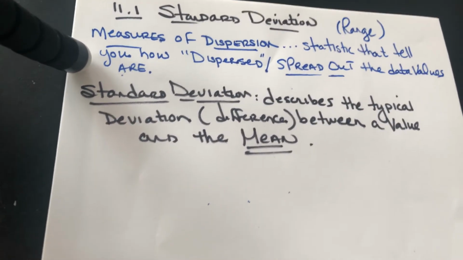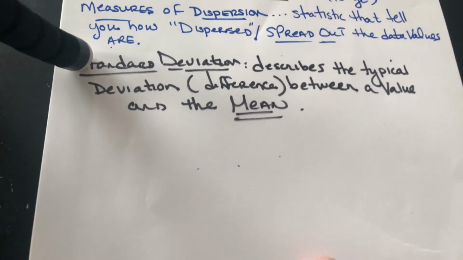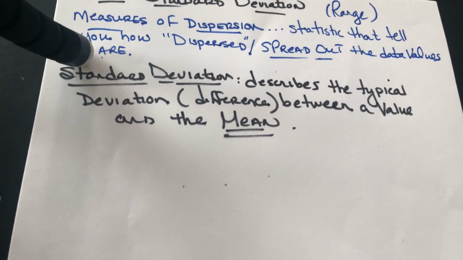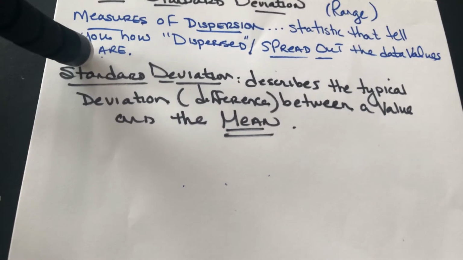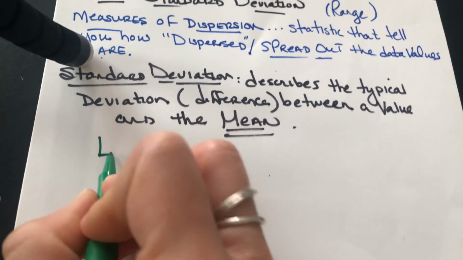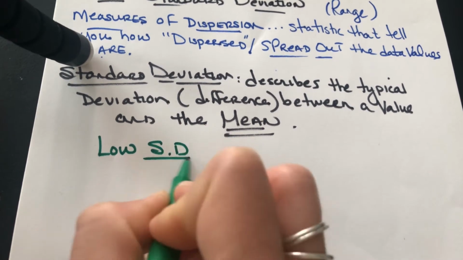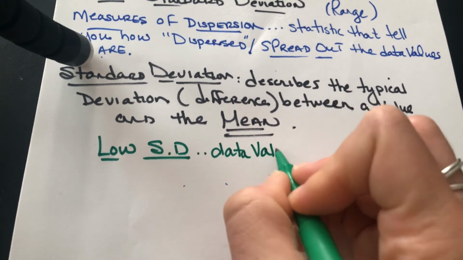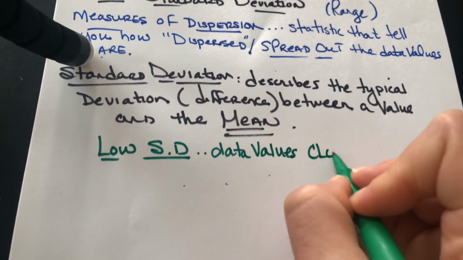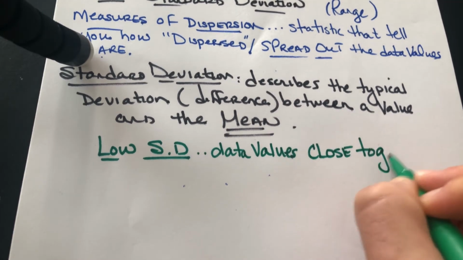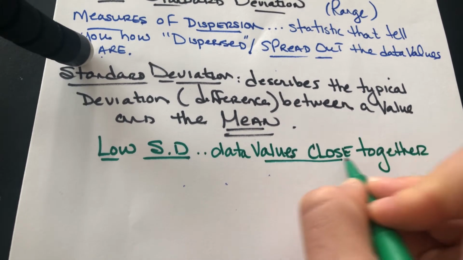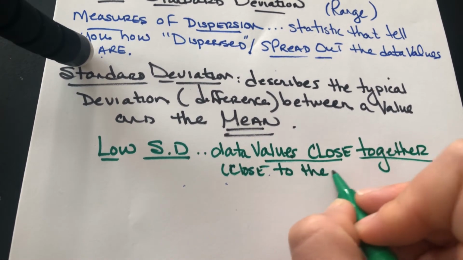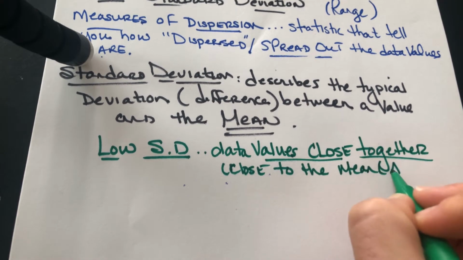So with that in mind, obviously you guys should realize you have to calculate the mean. It's really important to have the mean. So the mean is your average of your data values. So how do you have a low standard deviation? I'm going to put SD for standard deviation. A low standard deviation would be data values close together. And I'll give you guys an example to make sure you know. If the values are close together, what that means is that all the values are close to the mean. And again, mean is your average.